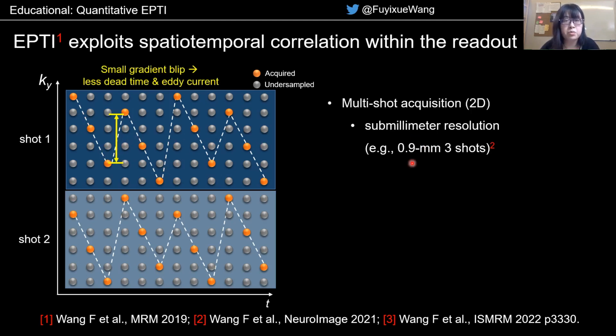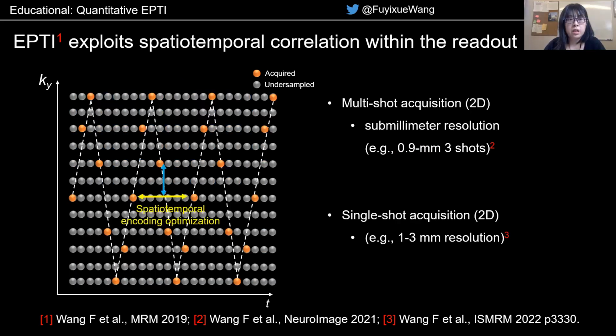For example, we've demonstrated sub-millimeter resolution at 0.9 millimeter using a 3-shot EPTI. And an optimized spatiotemporal encoding pattern with further reduced dead time and higher spatiotemporal correlation can achieve single-shot acquisition for resolution around 1 to 3 millimeter.